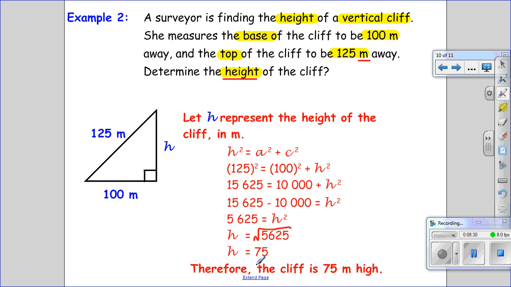And we can write the therefore statement, therefore the cliff is 75 meters high. We didn't have to put any dots above the equal sign because none of those were rounded numbers. They were all exact. And we don't have to use the word approximately in our sentence answer because, again, it's an exact value.